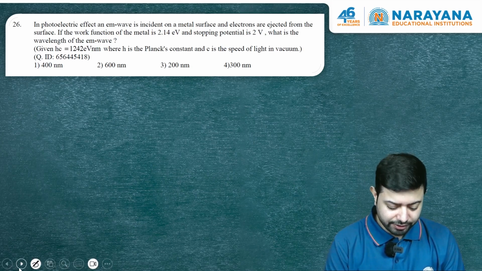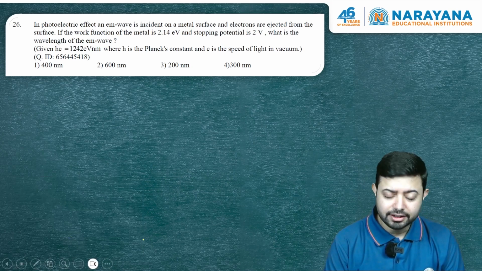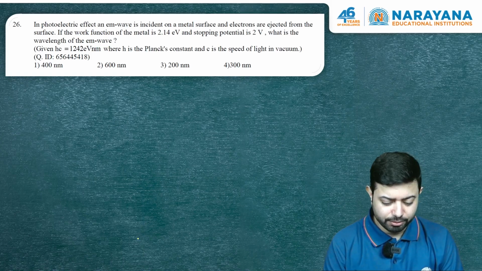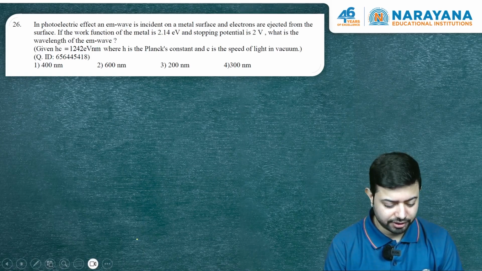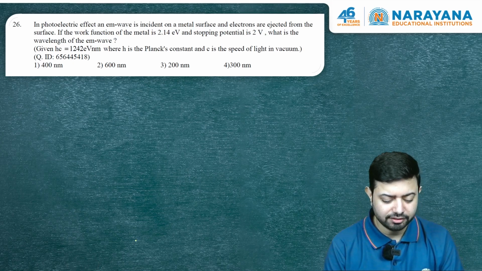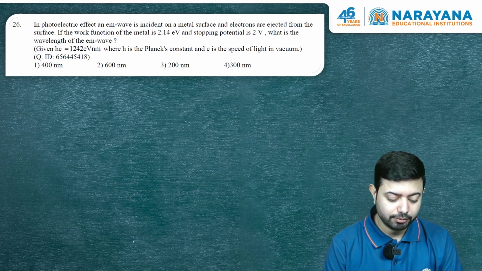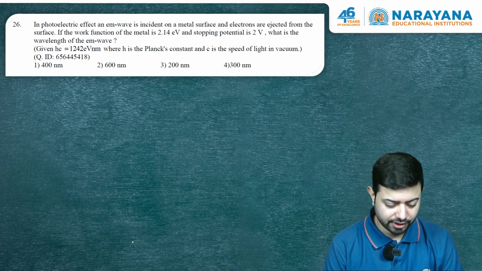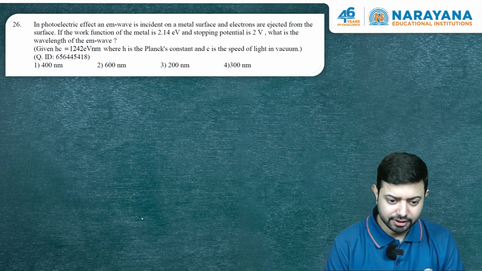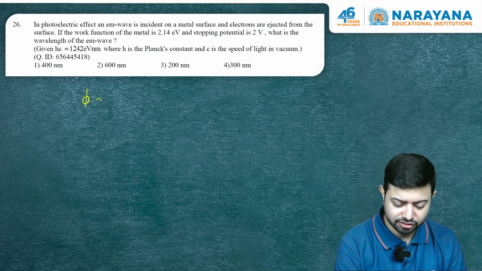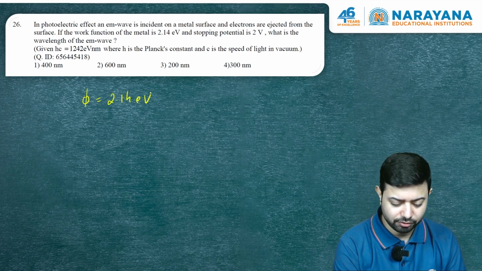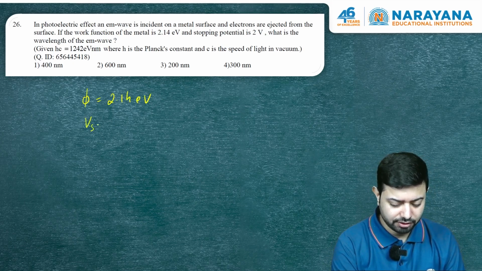In the photoelectric effect, an electromagnetic wave is incident on a metal surface and electrons are ejected from the surface. If the work function of the metal is given as 2.14 electron volt and the stopping potential is 2 volt, what is the wavelength of the electromagnetic wave? So, let us see: the work function is given as 2.14 electron volt, and the stopping potential is given as 2 volt.